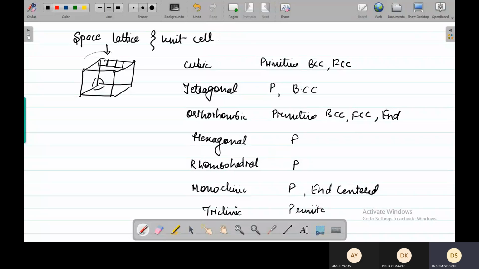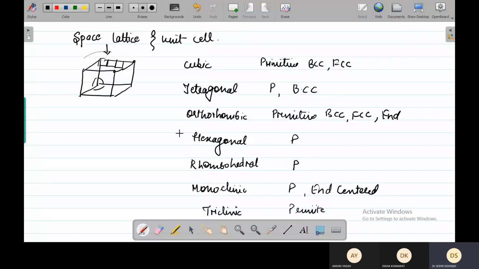In the monoclinic, all the distances are unequal. Alpha and gamma are 90 degrees, beta is not 90 degrees. And in triclinic, all the distances and all the angles are different. Now, in all these cases, we should learn at least 2 examples each, as a numerical based question can be asked over here.